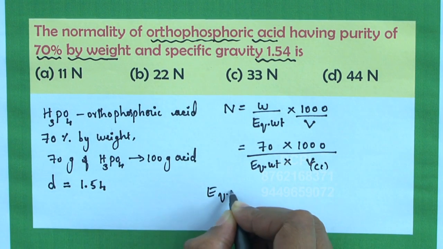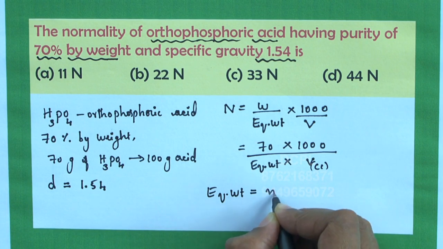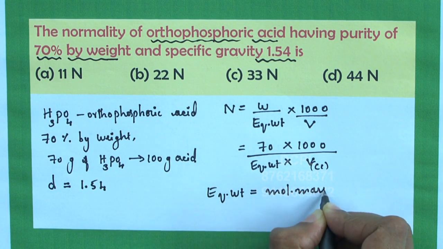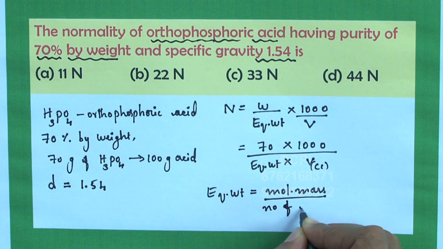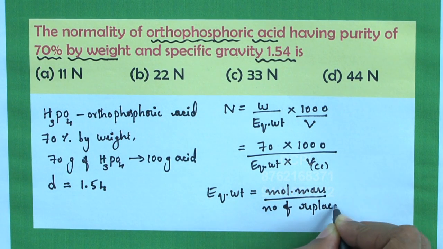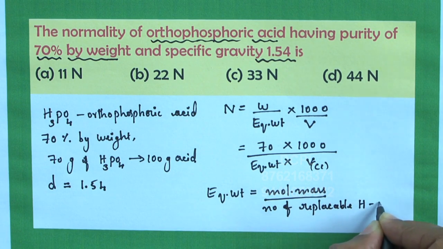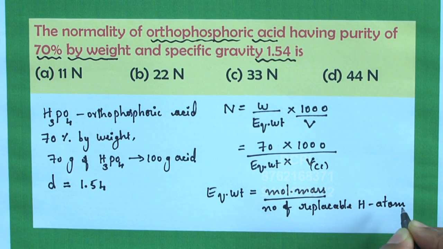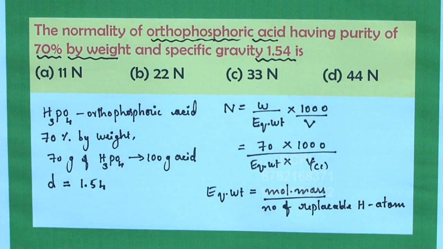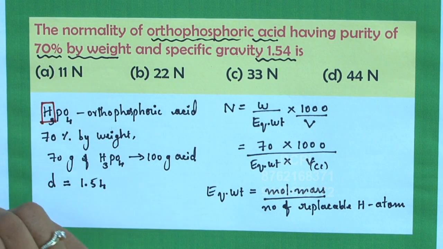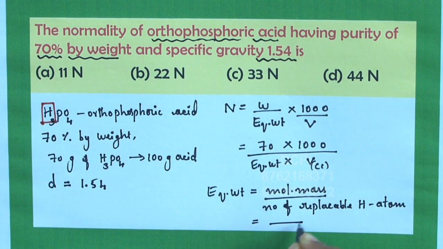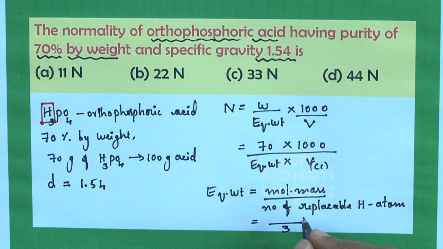So, equivalent weight can be calculated as molar mass divided by its valency or number of replaceable hydrogen atom, because it is with respect to orthophosphoric acid. Since there are 3 replaceable hydrogen, the number of replaceable hydrogen is 3, and the molar mass of orthophosphoric acid is nothing but 98.